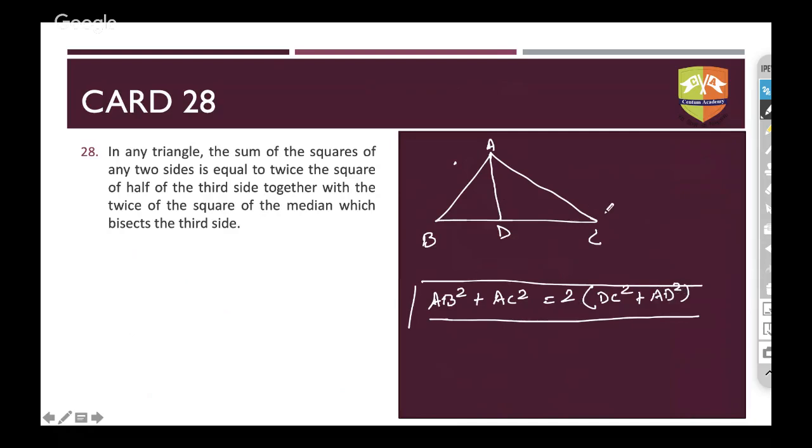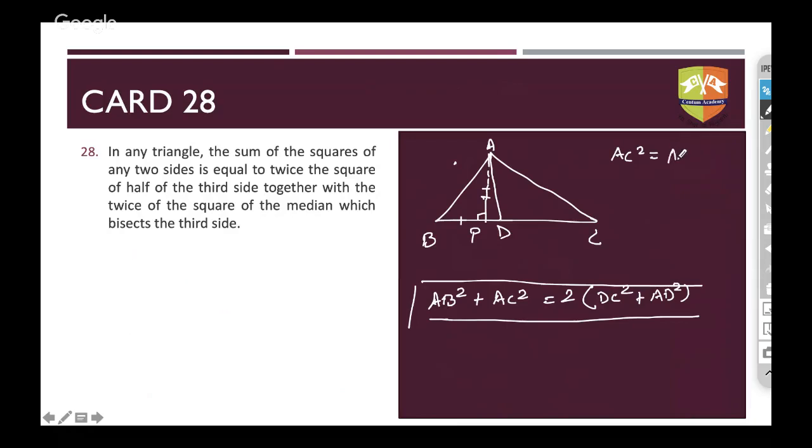Again, you have to use Pythagoras theorem. What you need to do is drop a perpendicular from A to BC, let's say it meets at P, and then use Pythagoras theorem. Express AB square in terms of AP and BP, and express AC square in terms of AP and PC. There are three Pythagoras theorem equations you'll write.